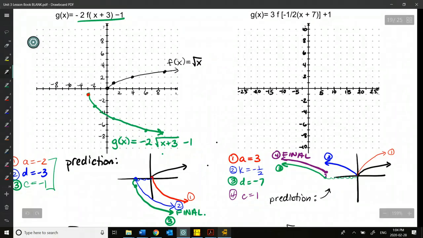Okay, so the parent function is going to be a little bit squished here because of our x scale. So do your best. You can even graph 25 and 5 here, and 16 and 4, since they fit on our graph. So there's our parent function.